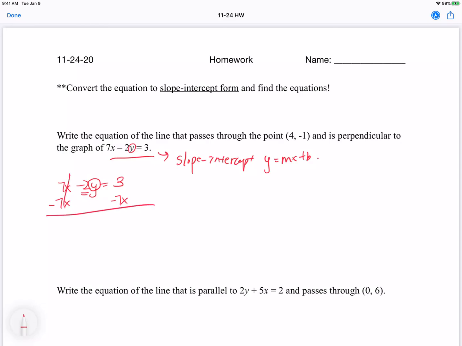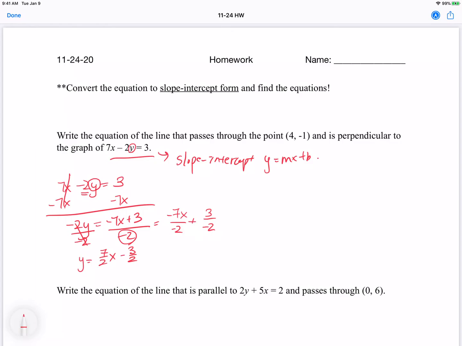So first, subtract 7x on both sides of the equation. You get negative 2y equals negative 7x plus 3. Then you divide both sides by -2. You get y is equal to 7 over 2x minus 3 over 2. If you're wondering how I got that, that's negative 7x divided by -2, which applies to the first term, plus 3 divided by -2, which applies to the second term.